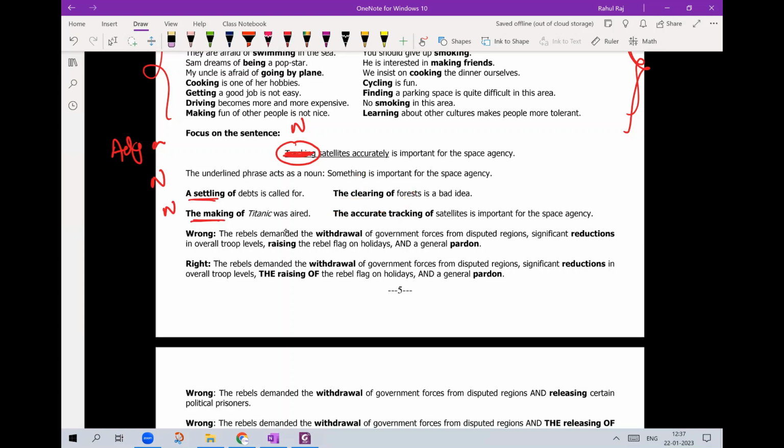Now, guys, come down to question number 12. Question number 12 says the rebels demanded withdrawal of government forces. This is a noun. Significant reductions, this is a noun. Raising, this is a noun, and a general pardon. But they are trying to say that raising is wrong. They are trying to say raising of is right. We'll come down to the logic.